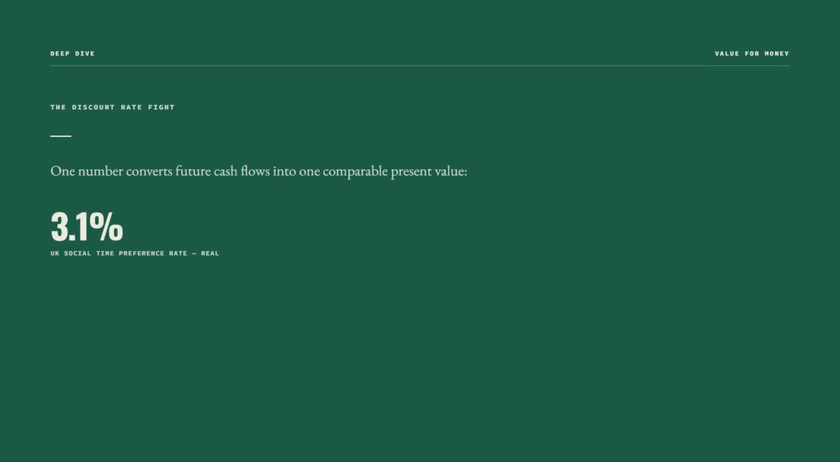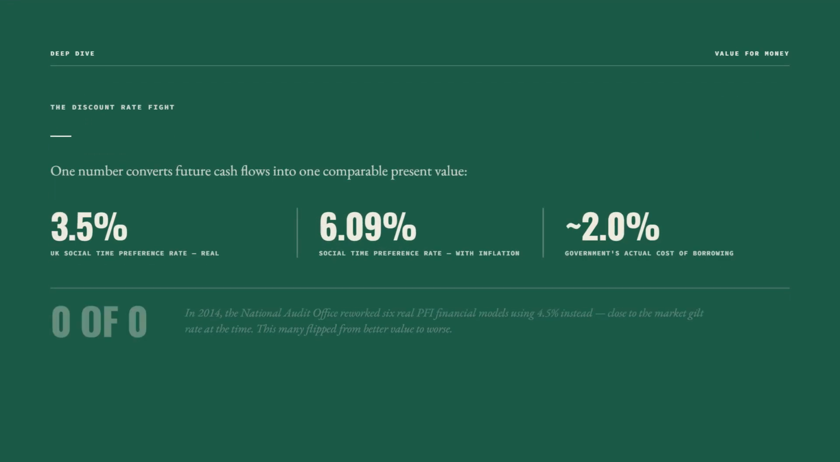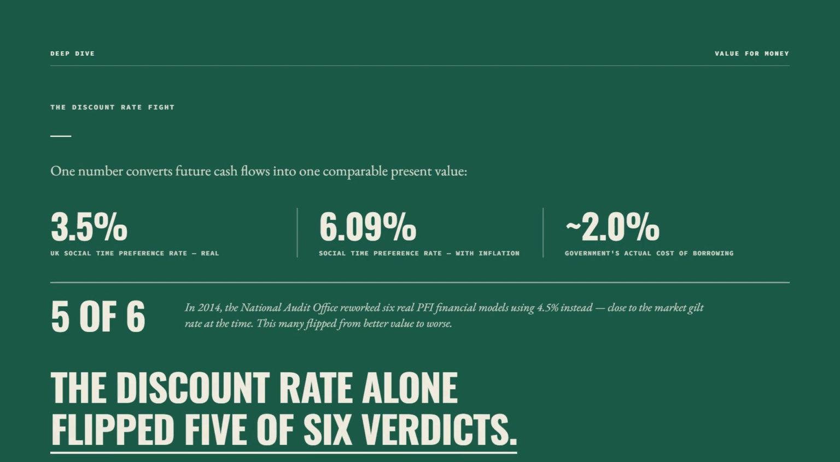Start with the discount rate, the number that converts future cash flows into one comparable present value. The UK's standard approach discounted everything at the social time preference rate, 3.5% real, 6.09% with inflation, well above the government's actual cost of borrowing, which sat closer to 2%.